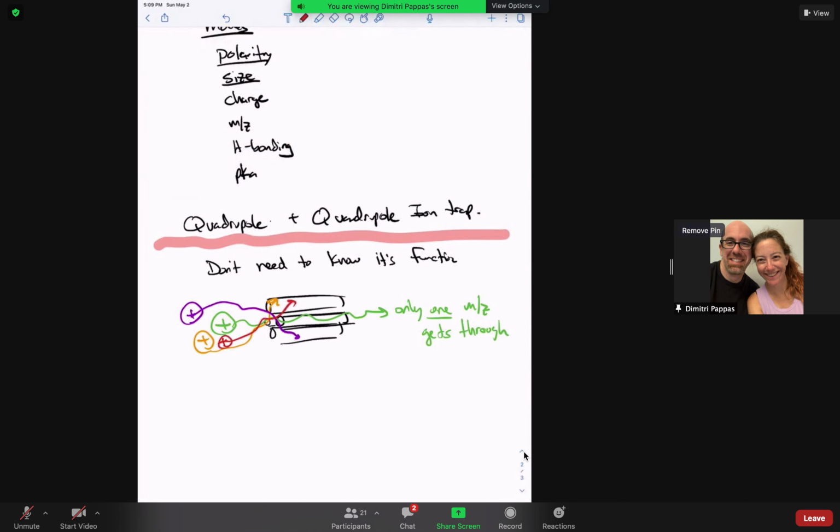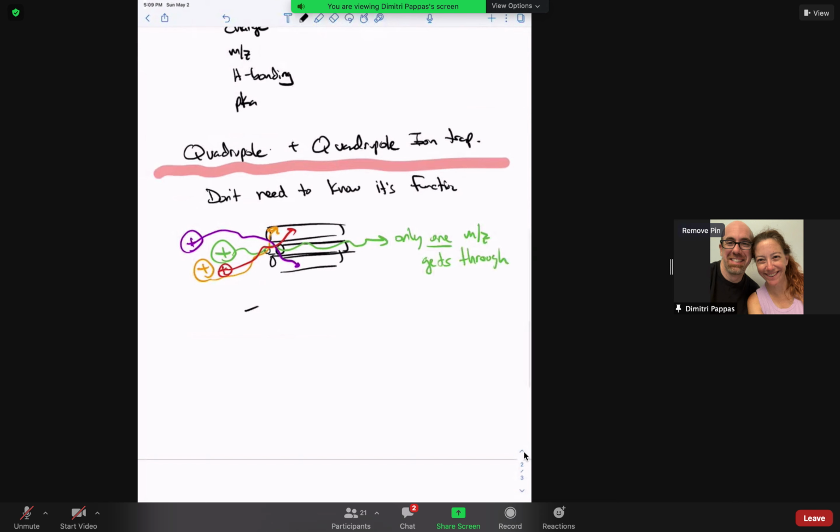So any other mass to charge hits it, only one makes it through. That's the general function you have to worry about. What I really want you to know, though, are the fundamentals of the concepts. They are small or compact mass analyzers, which is good for building portable, small instruments.